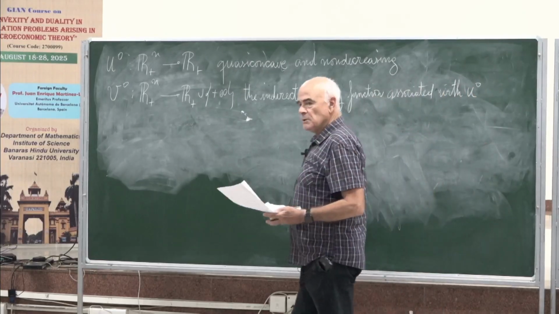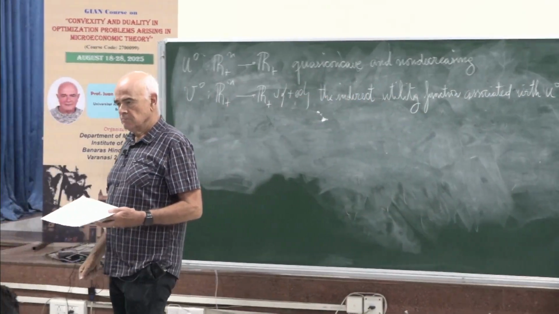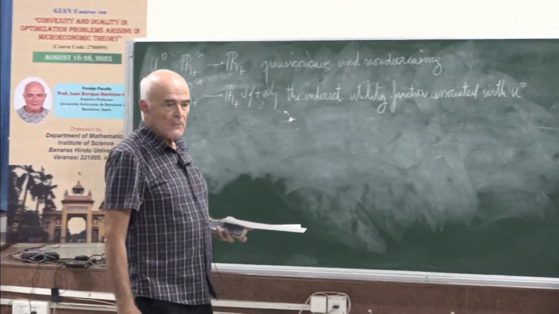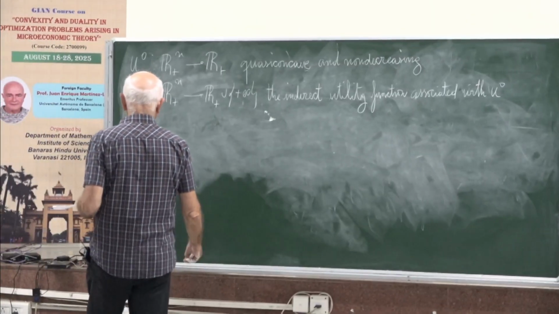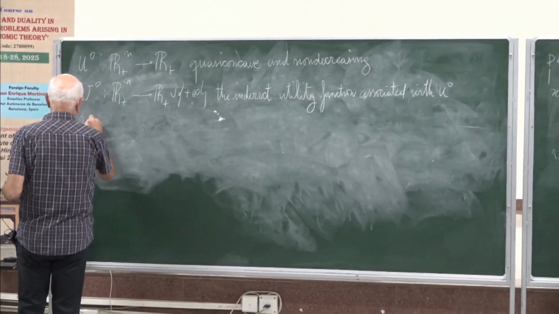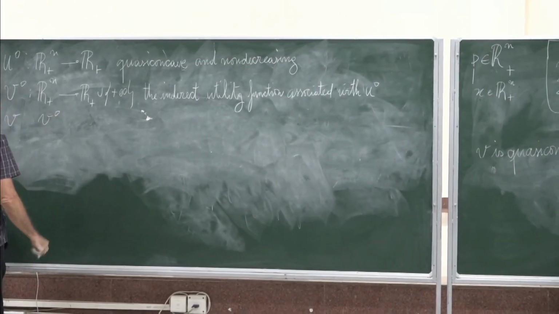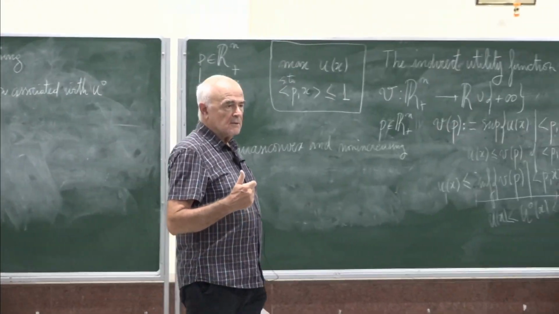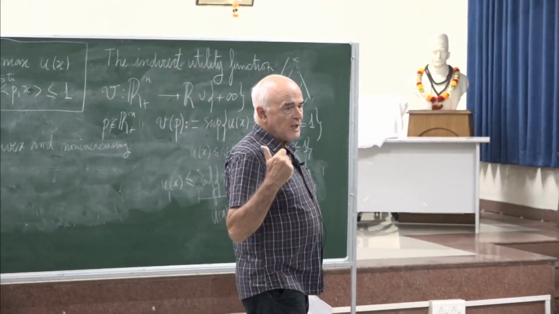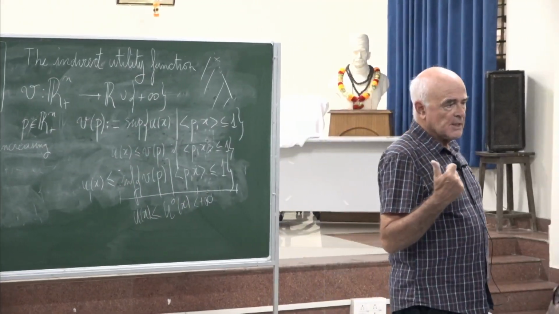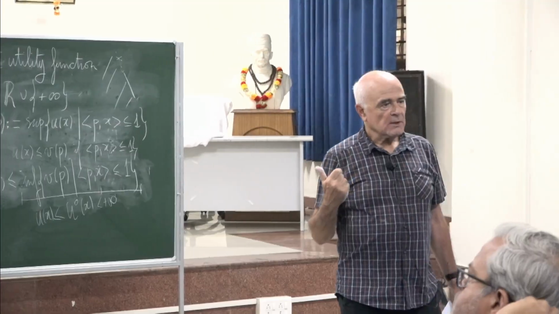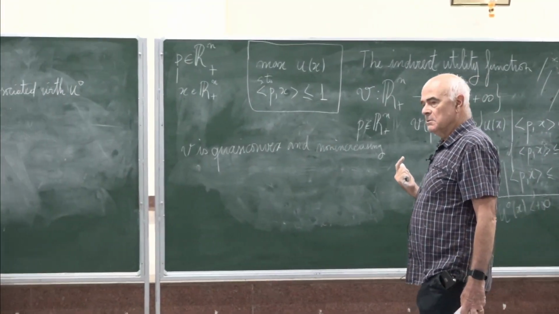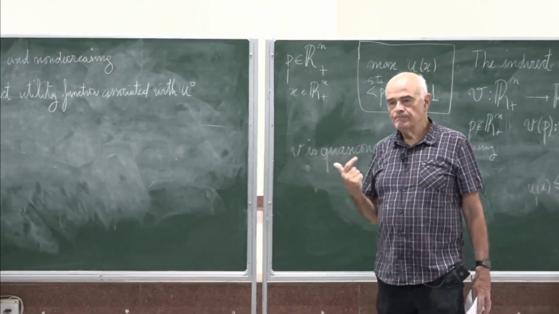V naught, the indirect utility function associated with u naught. We'll prove that they are the same. So we'll compare V with V naught. They are the same, but one of the inequalities is evident. Which one? V less than or equal to V0 or V0 less than or equal to V.